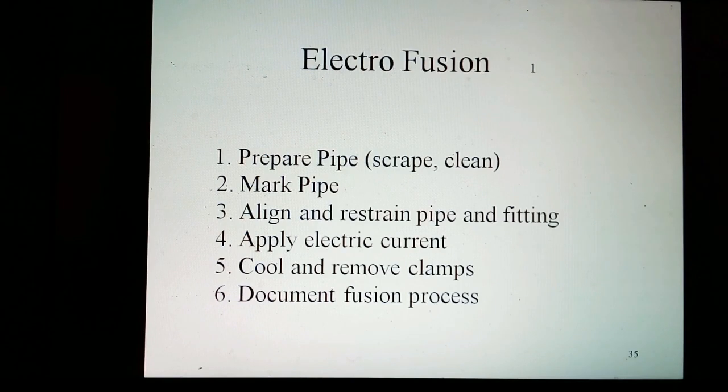Step 6. Document the fusion process. The electrofusion control box that applies current to the fitting also controls and monitors the critical parameters of fusion, such as time, temperature, and pressure. The control box is a microprocessor capable of storing the specific fusion data for each joint. This information can be downloaded to a computer for documentation and inspection of the day's work.